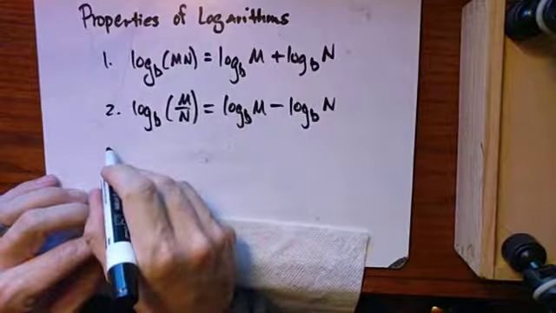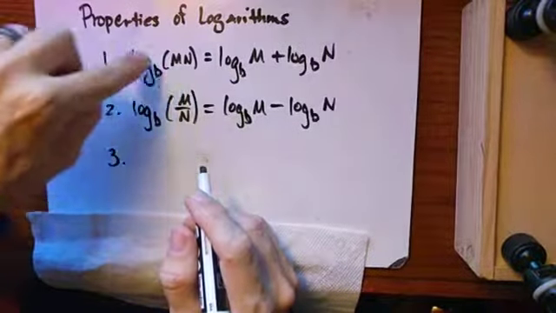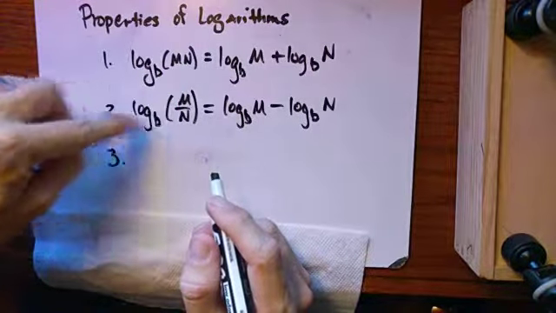All right, and then the third one, okay, so this is called the product property. This is called the quotient property.